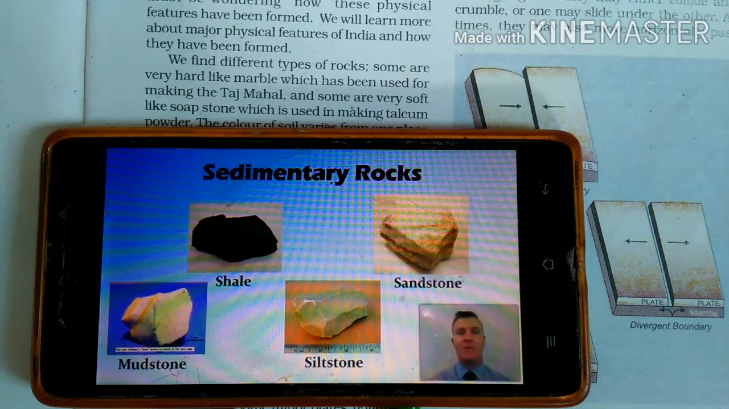The difference here between the different types of rocks is the sediments that make up those rocks, both the size of the sediments and the minerals found in those sediments. So sandstone has reasonably large sediments that are cemented together, while siltstone has very fine grains of sediment cemented together.